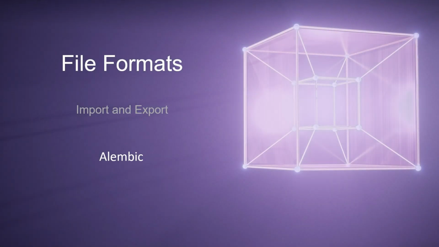Hello, and welcome to the first episode in this series of import and export. This is the first episode, and we will be looking at Alembic. It is one of the most reliable formats for moving baked animation and simulation between different 3D applications.